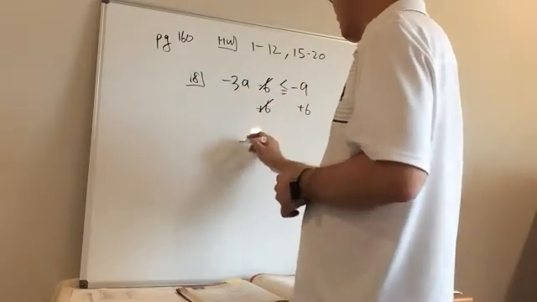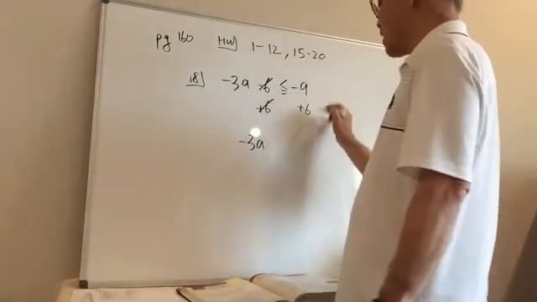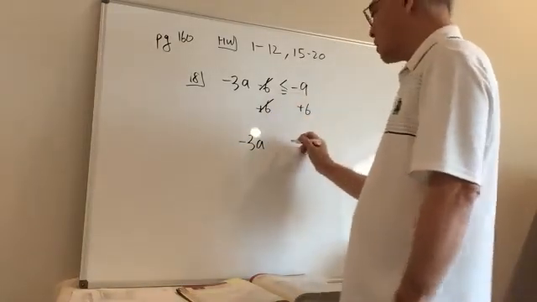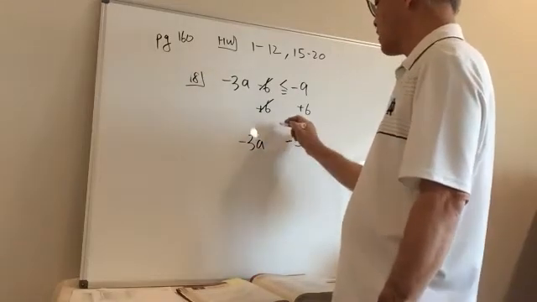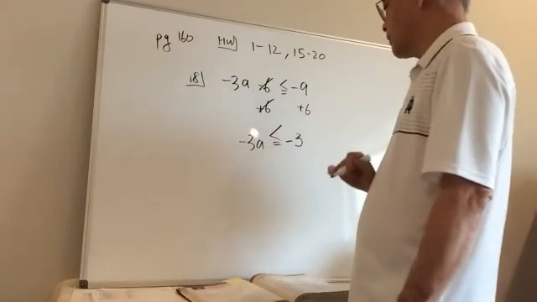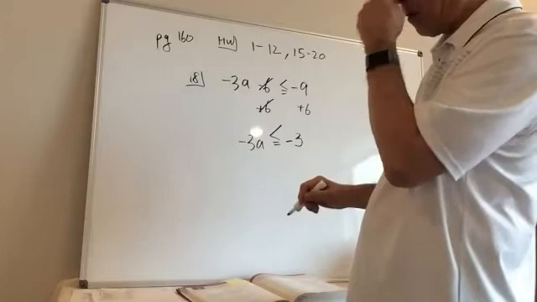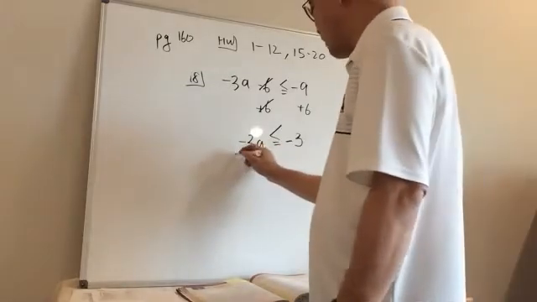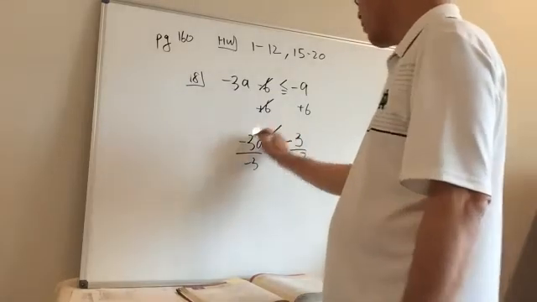I'm going to have negative 3a. And I have negative 9 plus 6, which is what, Paul? Negative 3. And I don't have to switch the sign. So what do I do next? You times negative 3 on both sides. I would divide negative 3 by both sides. Sorry, divide. So negative 3 and negative 3 goes away.